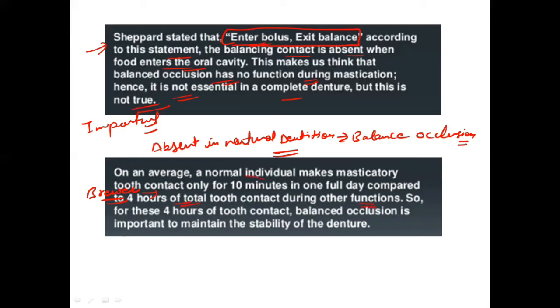That means 10 minutes, remember the 10 minutes while we are masticating, remember the 4 hours of tooth contact. Balanced occlusion is important to maintain the stability of the denture, because we require balanced occlusion for these 4 hours, right?